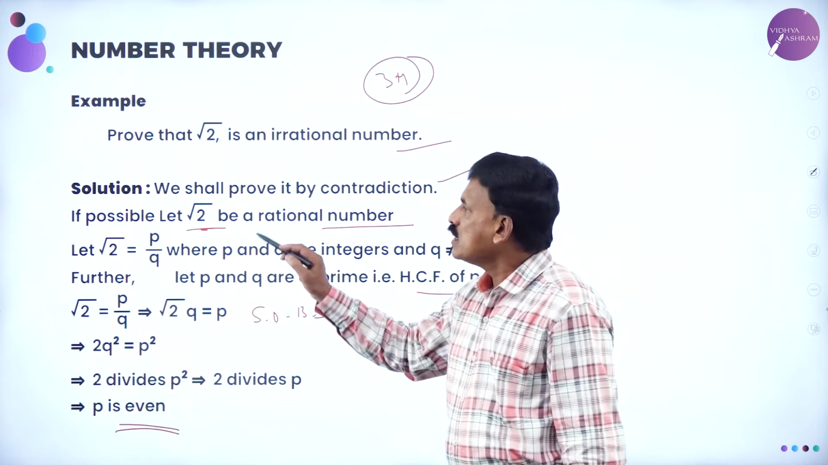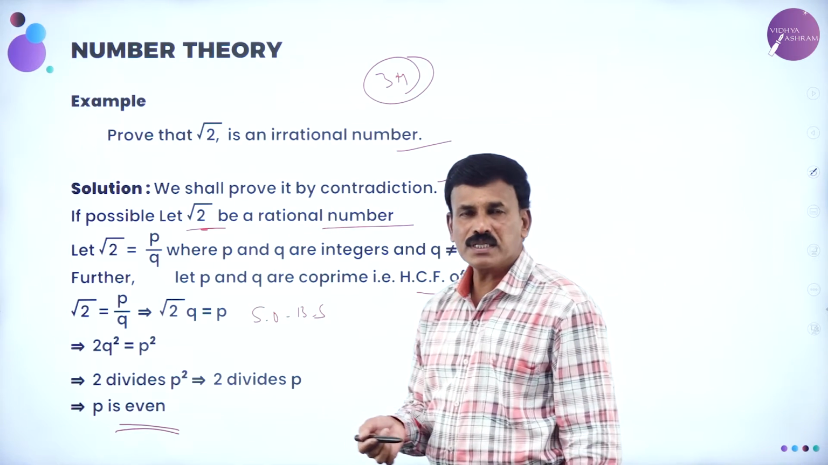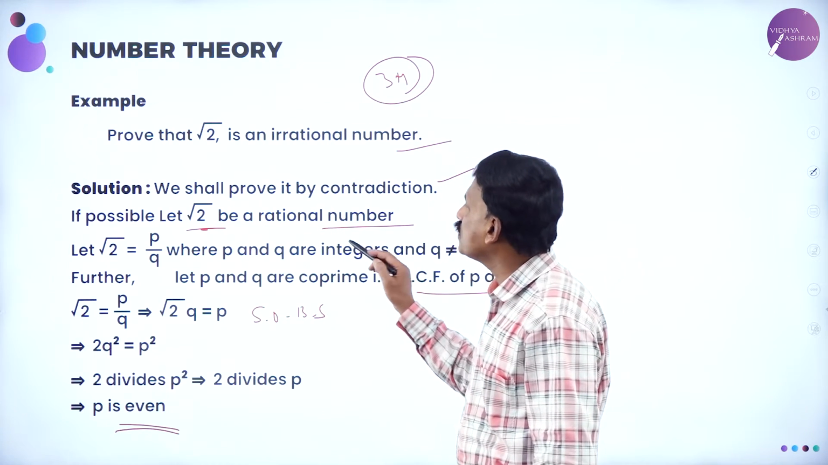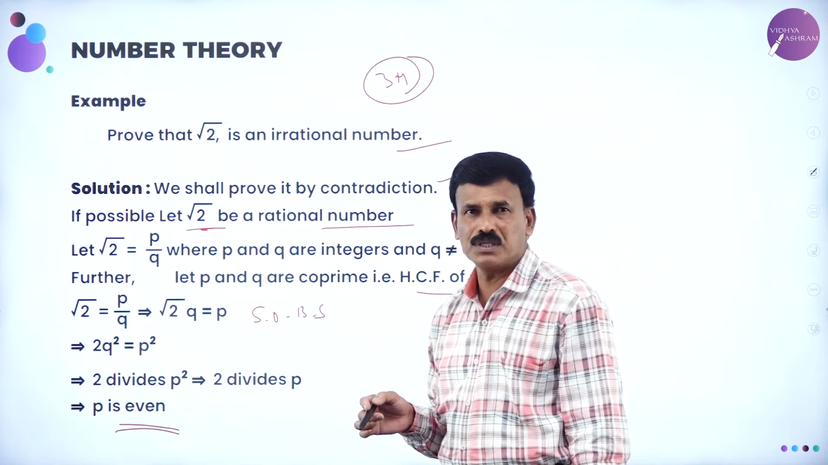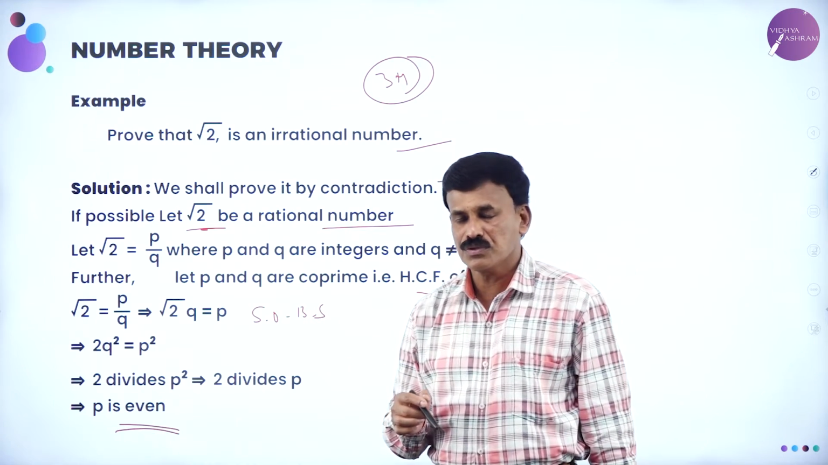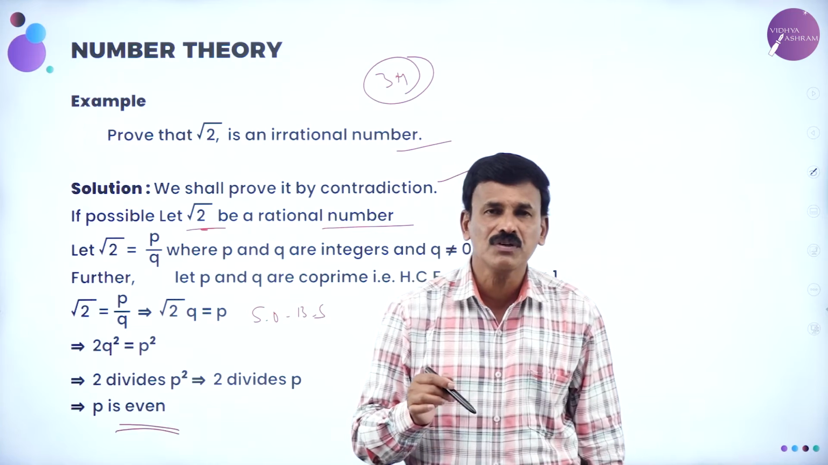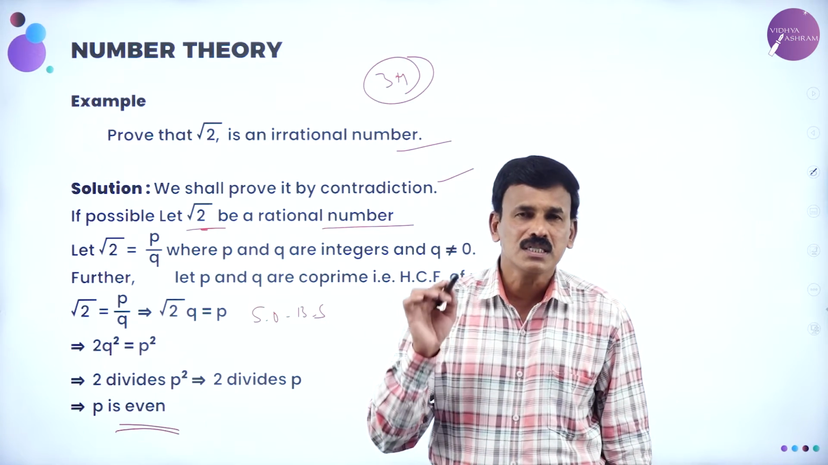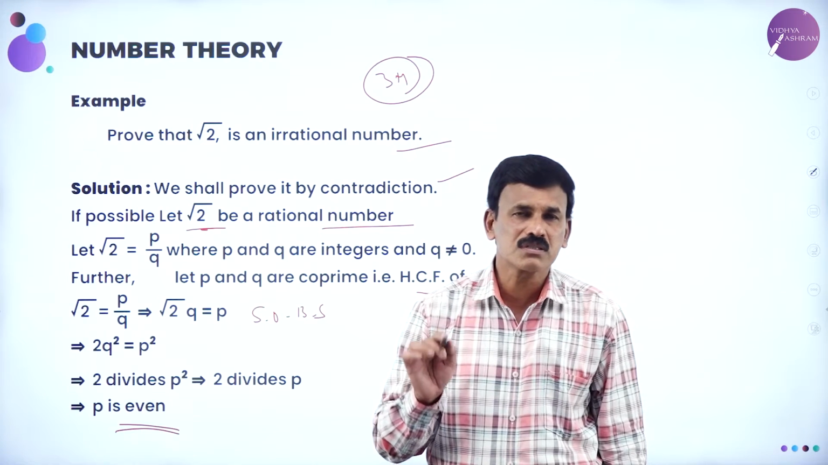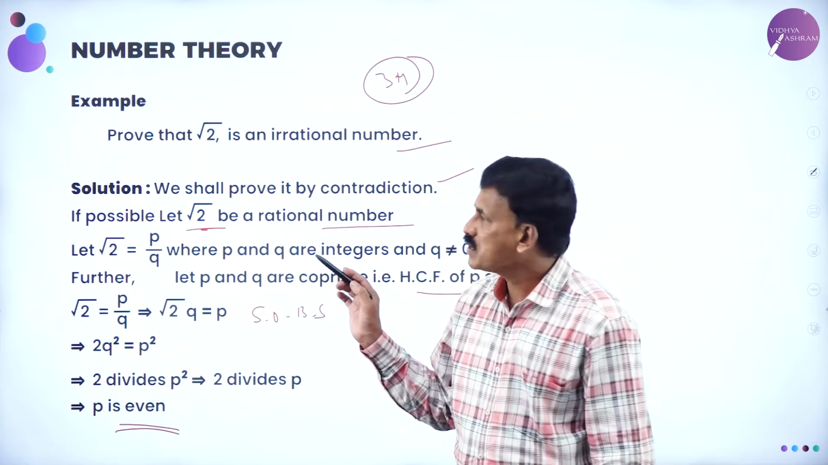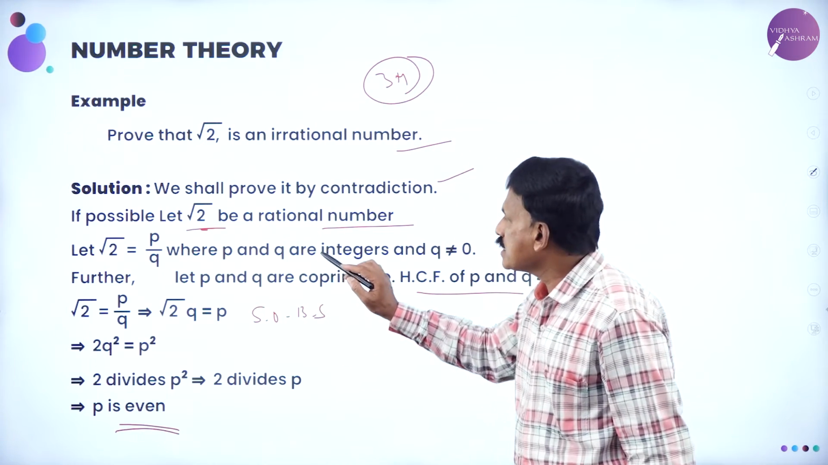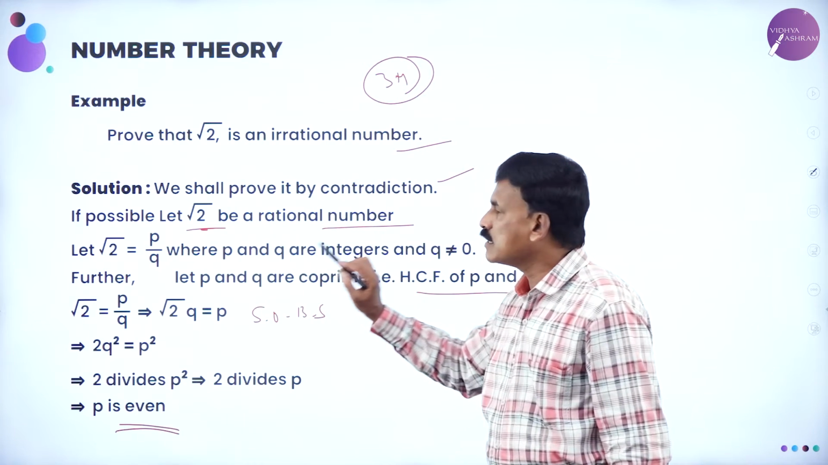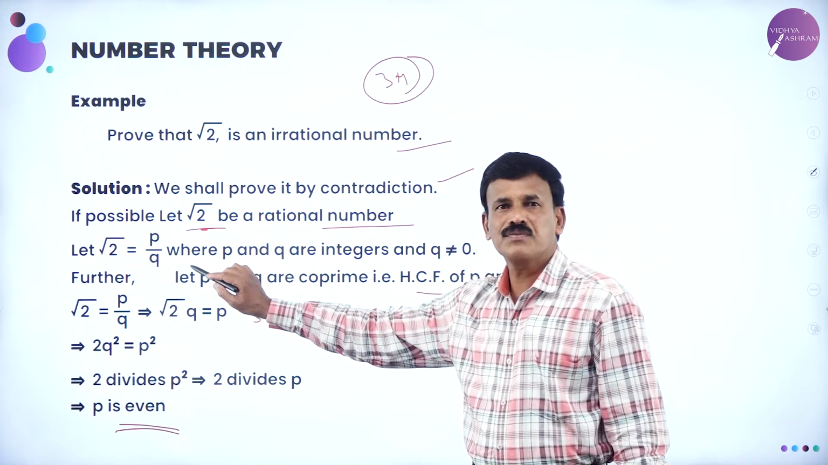See, listen, let us prove by the method of contradiction. Let us assume that root 2 is a rational number. So, what we have to do here is, let us assume the given number root 2 is a rational number, and we have to verify that the given assumption is wrong. It is not a rational number, it is an irrational number. For that, let us assume root 2 as a rational number. A rational number is of the form p by q.